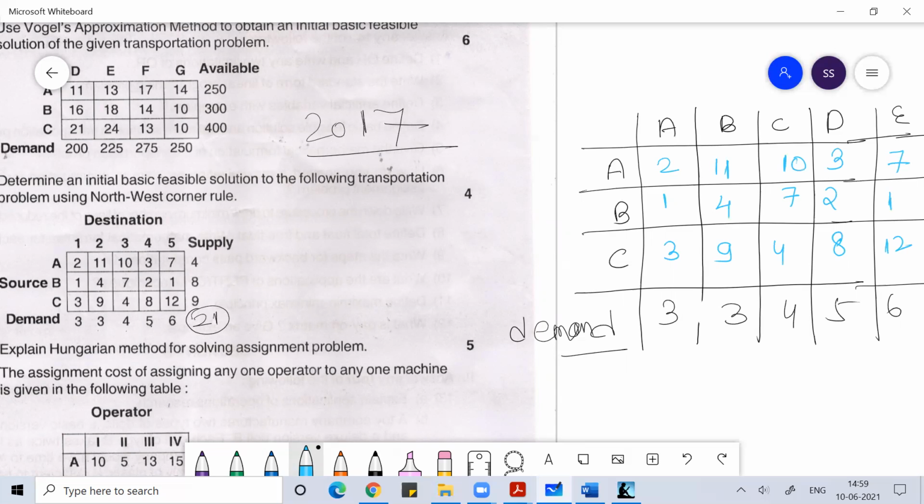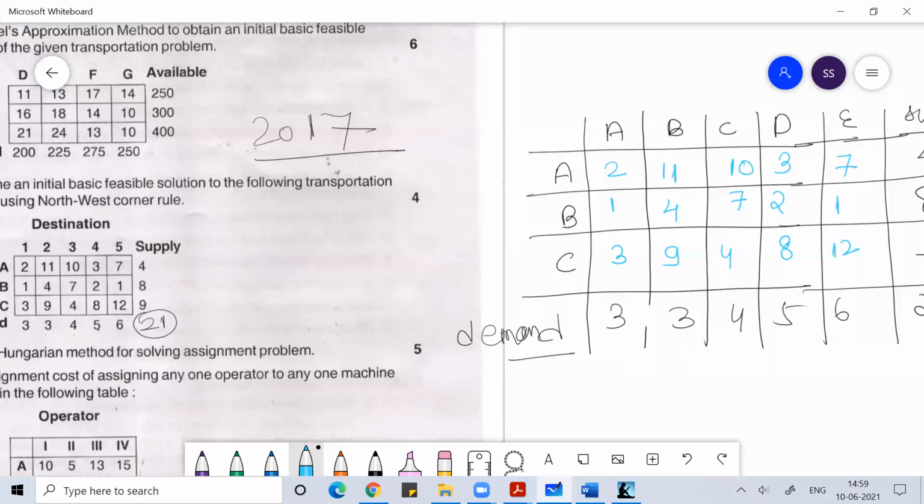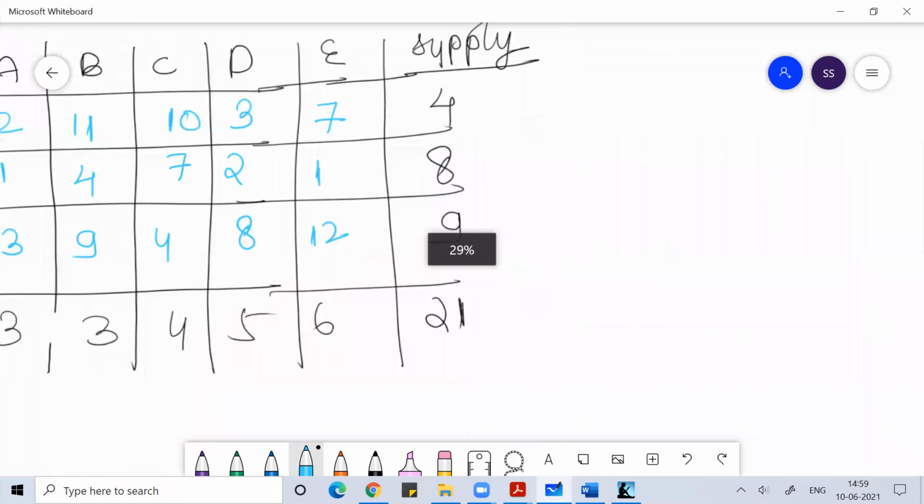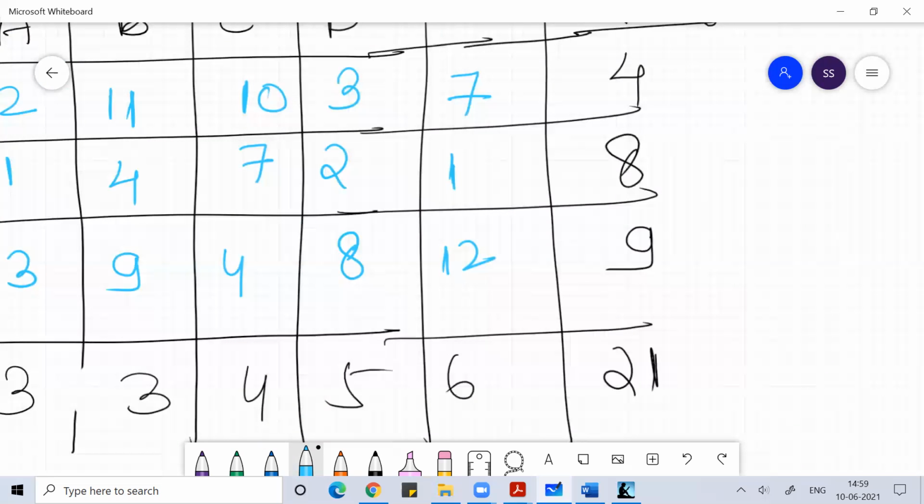This is the question, guys. It came for 4 marks in 2017. Okay, and we need to find the initial basic feasible solution by the northwest corner method. Clear? Can I start?